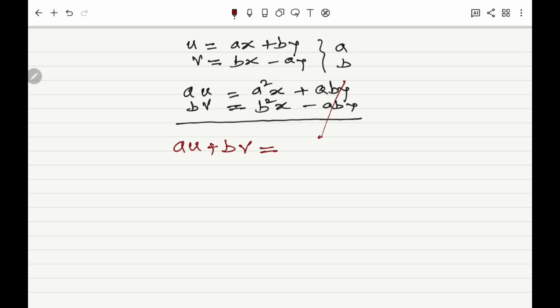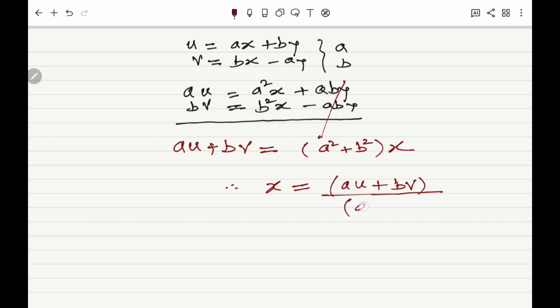is equal to the addition of the right hand side terms, taking x common, we get a square plus b square multiplied by x. Therefore, dividing by a square plus b square throughout, we get the value of x as au plus bv whole divided by a square plus b square.